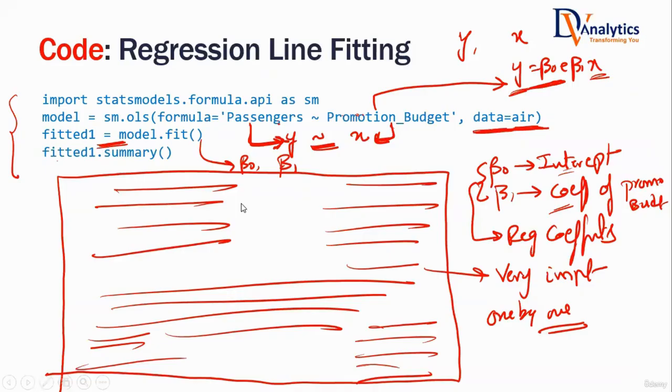Once you have the summary, I haven't told you exactly where beta naught, beta 1 are found, but give it a try. Browse through it from top to bottom. And then if there is a place where beta naught, which is intercept, and beta 1, coefficient of promotional budget, both of them are given to you, let me know in the chat window. What is the value of intercept? What is the value of coefficient of promotional budget? Give it to me in the chat window, all of you.